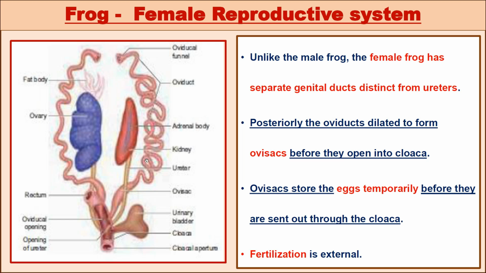Posteriorly, this oviduct will be dilated a little to form an ovisac, after which they will enter into the cloaca where they open. The ovisac will store the eggs temporarily before they are sent out through the cloaca, and the fertilization is external. It takes place outside the body of the organism.